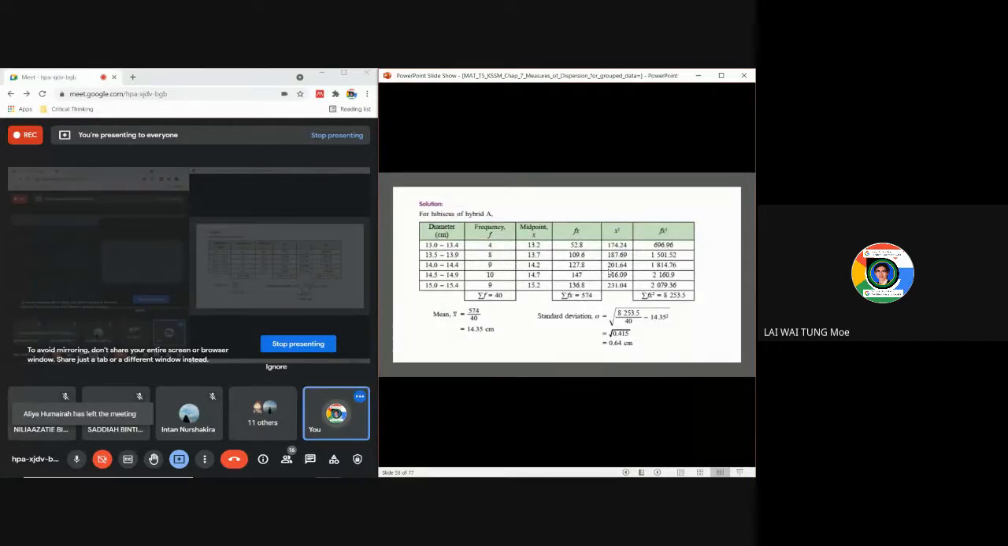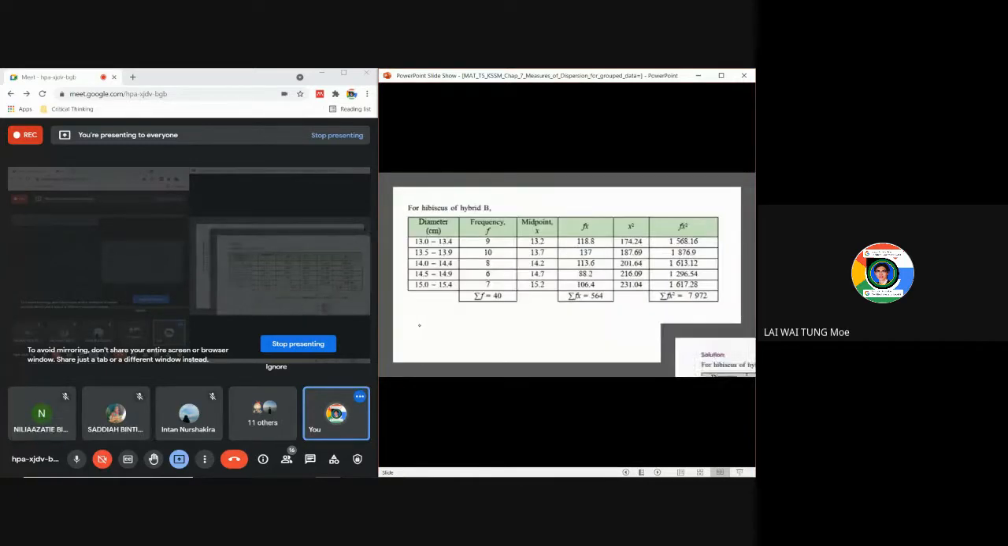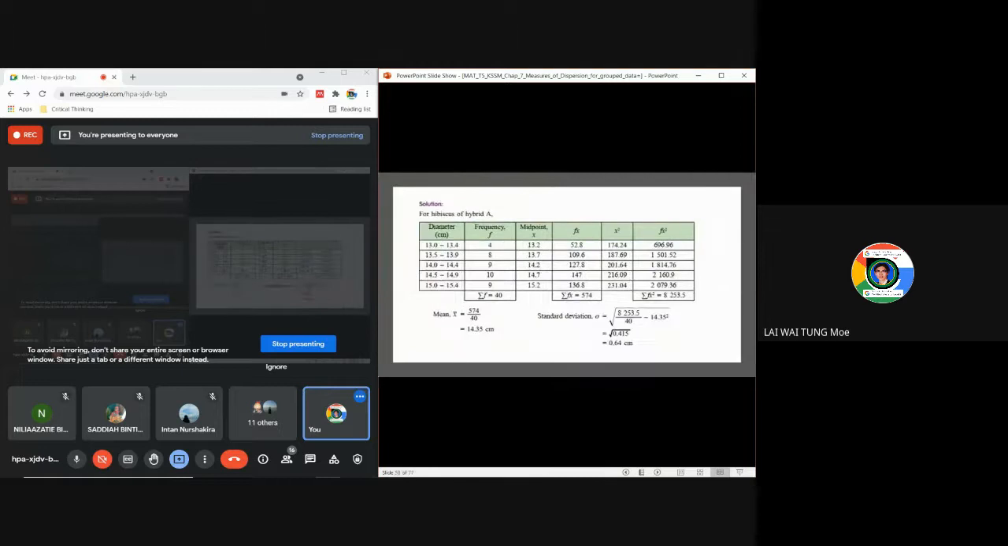Okay, so the first thing is you need to actually make sure that the diameter, this part, and also the frequency, this part, you just copy from the original question. Okay, copy from the original question.